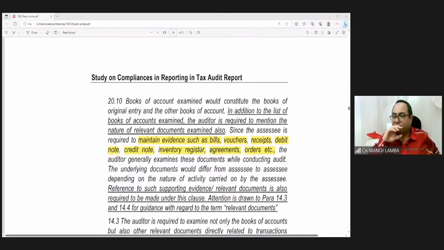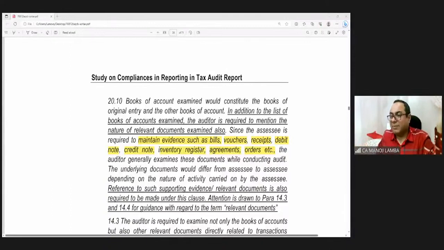Books of account examined would constitute the books of original entry and other books of account. In addition to the list of books of account examined, the auditor should mention the nature of relevant documents examined. What is the nature of relevant documents examined? There are so many documents we examine for the purpose of audit. But which documents do you actually examine to maintain the evidence? To maintain the evidence, what have you made?